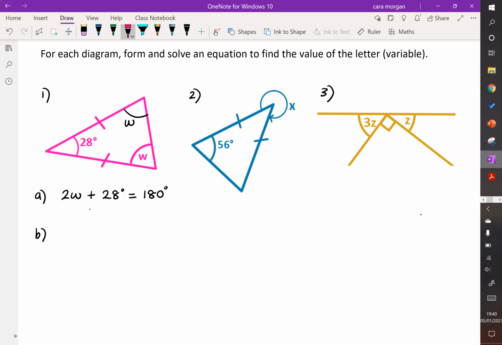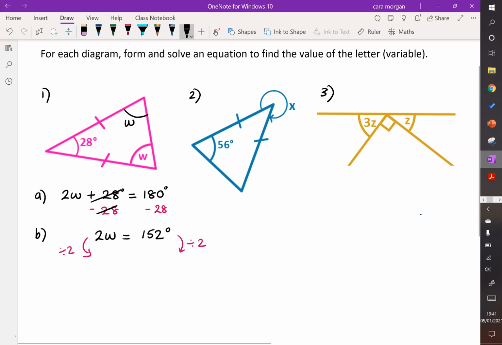I've now got to solve my equation, so I'm going to subtract 28 from both sides, and I'm going to get left with 2 w's. If I take away 20, I get to 160, and if I take away 8, I get to 152 degrees. I'm going to divide both sides by 2. And I'm left with w, and I think that's 76 degrees.